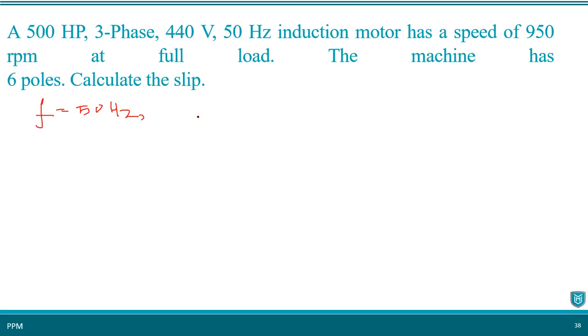Then the motor has a speed of 950 RPM. So it's the rotor speed, 950 RPM. And at full load, the machine has 6 poles, P is equal to 6. And calculate the slip.